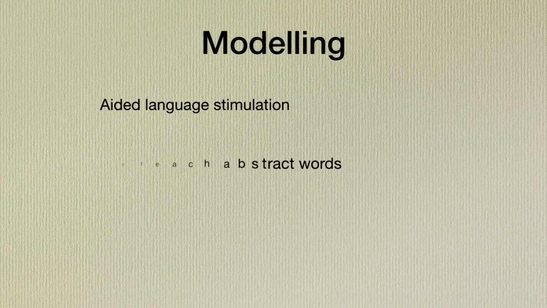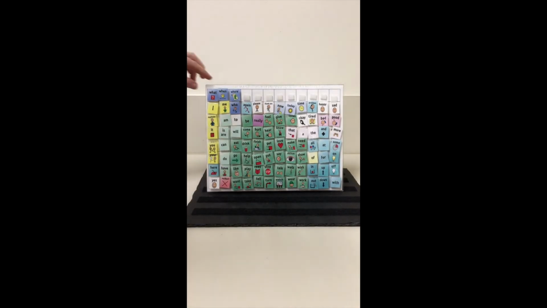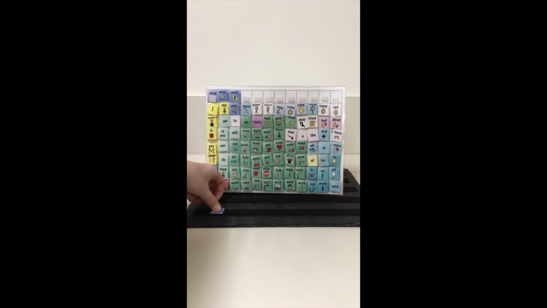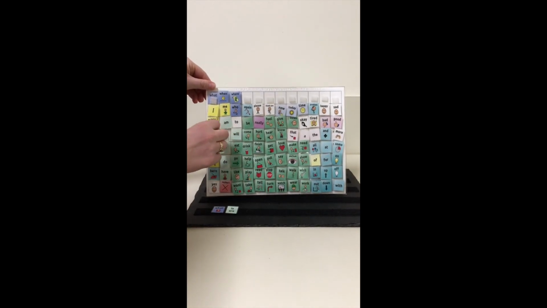Let's take a look at the second area, modeling. Modeling, also known as aided language stimulation, is an intervention technique. Let me show you what it looks like. Modeling is a great way to teach abstract words, like it. Using a high-tech device, you can model a simple sentence, I like it, or follow a statement with a question, what is it? This can also be done using a low-tech system, like a core board, except you can speak the constructed message once you've put it together.